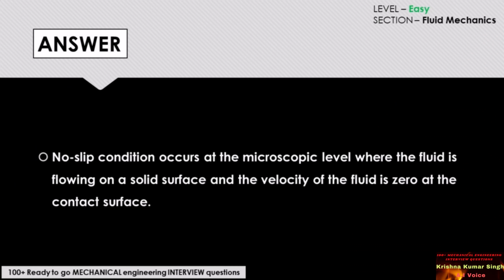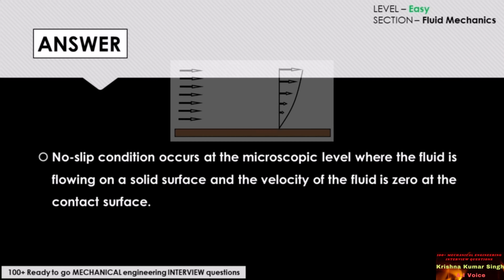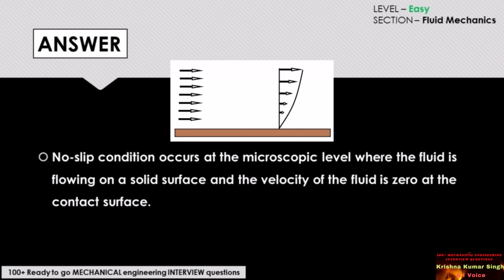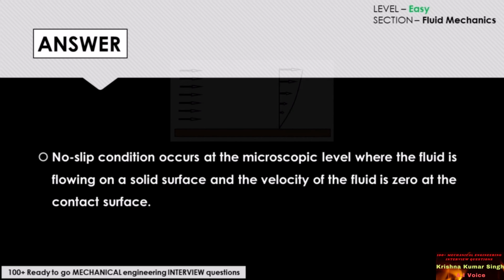The answer to this question would be: no slip condition occurs at the microscopic level where the fluid is flowing on a solid surface and the velocity of the fluid is 0 at the contact surface.